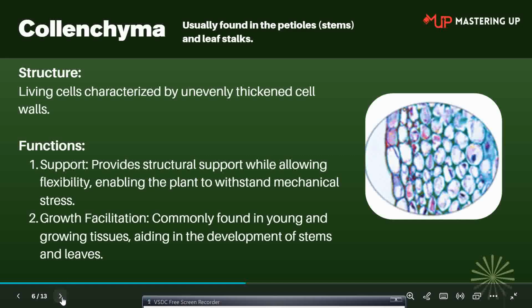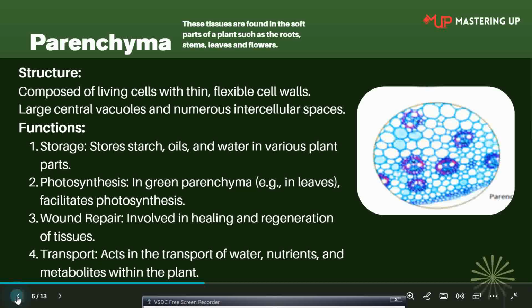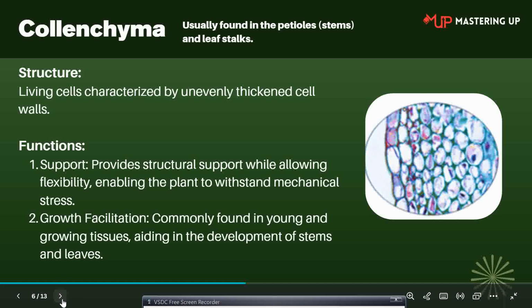Now coming to the collenchyma, microscopic views and pictures are also present. Here you can see large vacuoles are present. Collenchyma is usually found in the petioles, stems and leaf stalks. The structure is living cells characterized by unevenly thickened cell walls. So the cell walls of collenchyma are unevenly thickened.